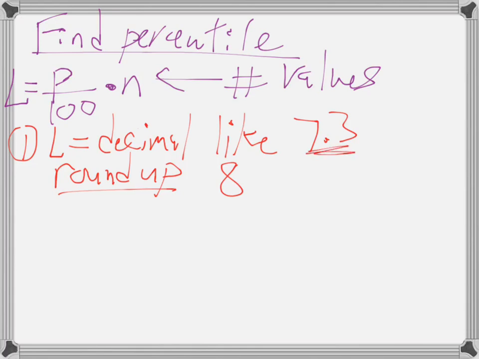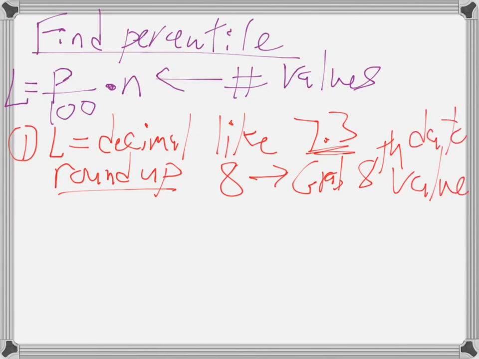So you round this up, and then you grab the 8th value. That's the locator, not the answer. That's why we're calling it L. If you do any programming, that's the pointer. It's pointing to where the right answer is. Grab the 8th data value in the list. Does that make sense? So if you get a decimal like 7.3, you round it up to 8 and then grab the 8th. That's a locator. So I would go to my list of numbers. I go 1, 2, 3, 4, 5, 6, 7, 8.